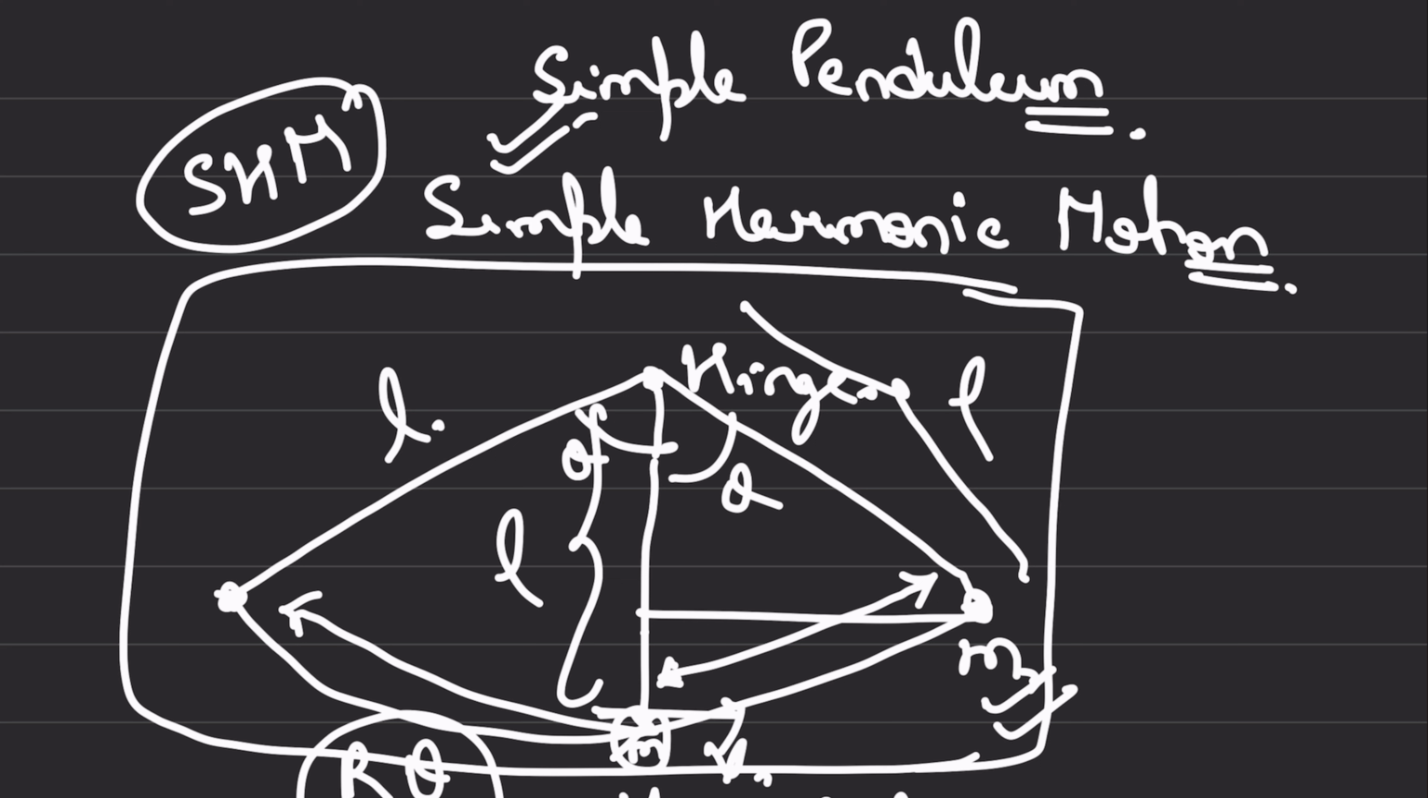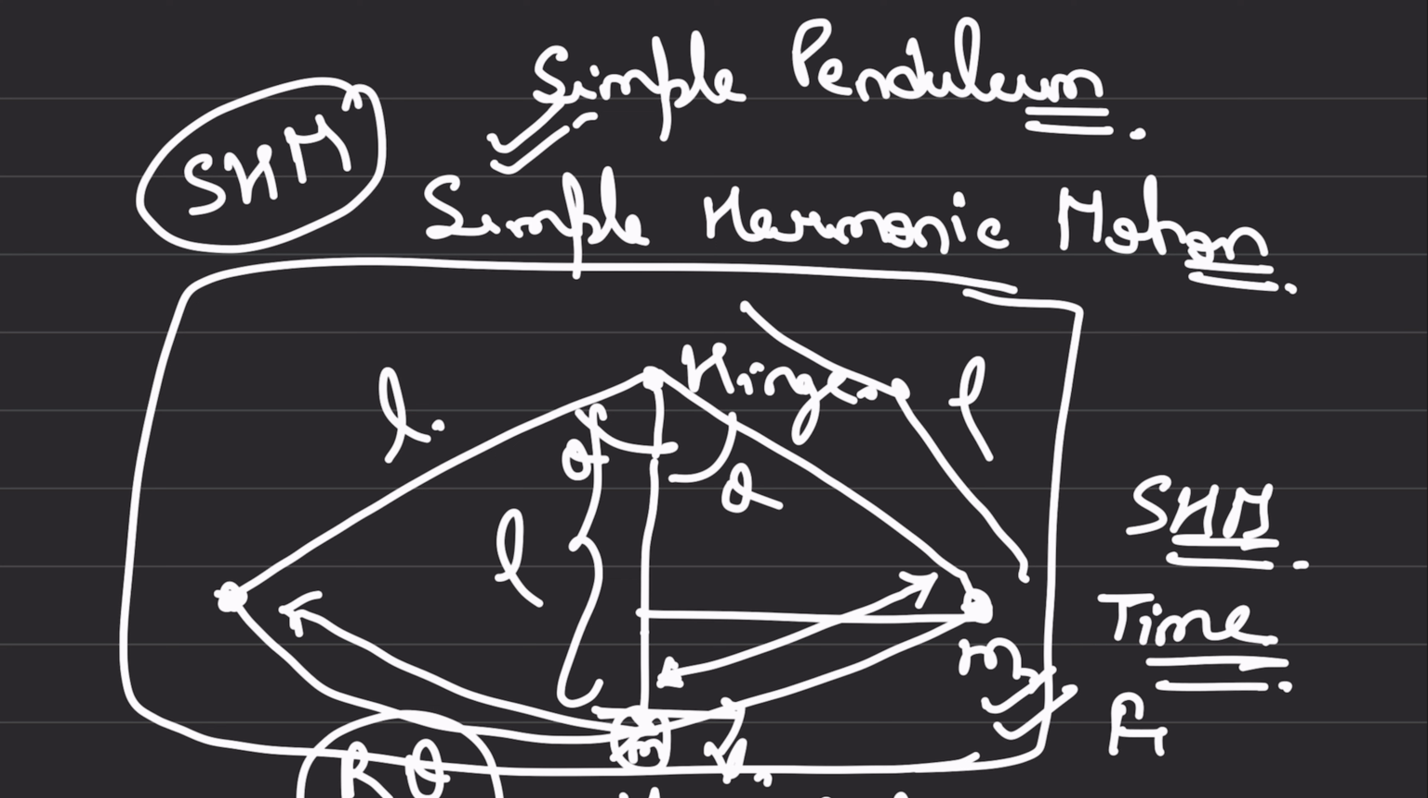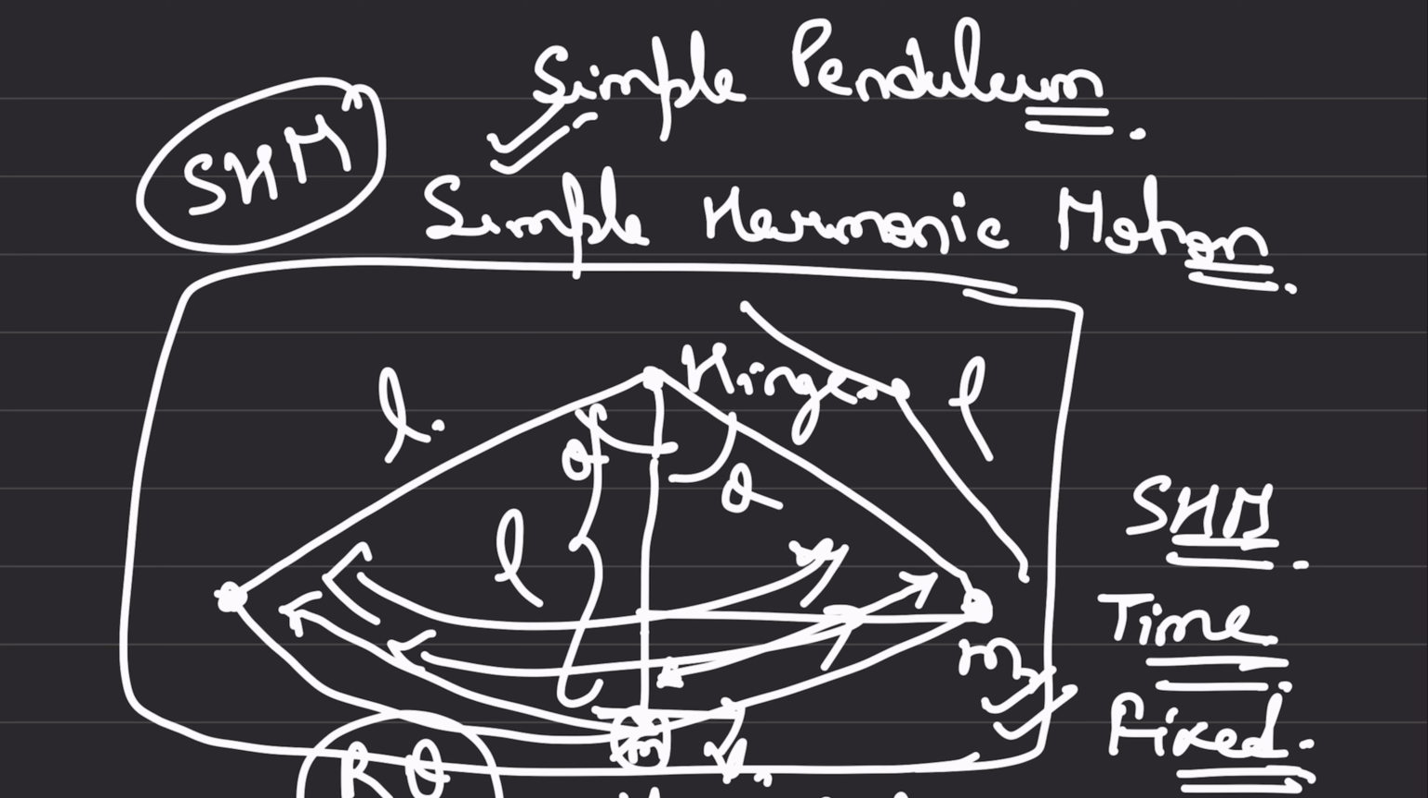So this is the concept for simple harmonic motion: the time period of a particular oscillation is fixed. If it is not stopped, it will keep on moving like this, if it is an ideal pendulum and no resistance is there.